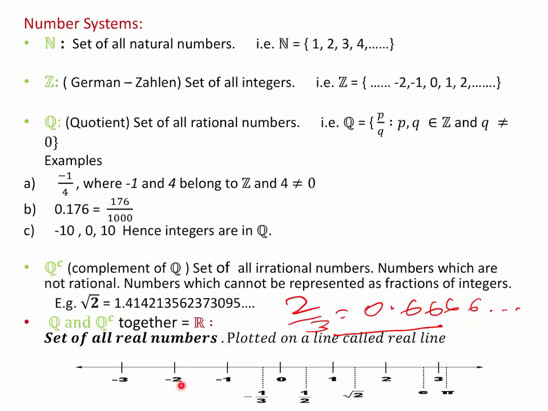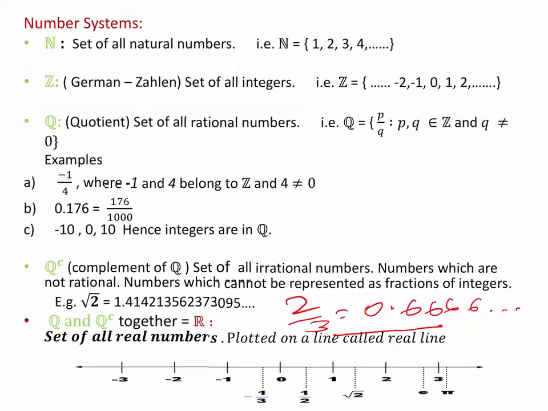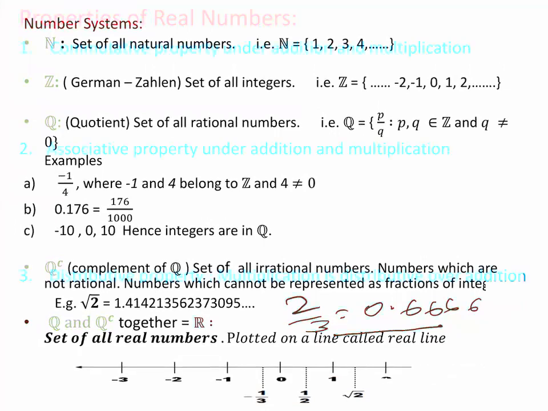So you can see the line here, which starts from minus infinity. You have all the negative numbers here, and you have a rational number that is negative 1 over 3, and 0, 1 over 2, as well as root 2, and all positive numbers going up to infinity. So between two integers, you have infinitely many rational numbers and irrational numbers embedded in them.